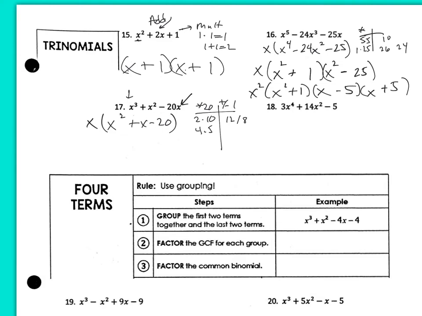So we need, what do we need? A positive 5 and a negative 4. So the x stays out there, and we already know the numbers. We did all the thinking.